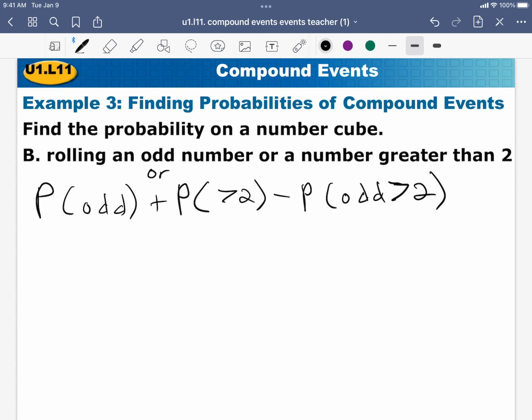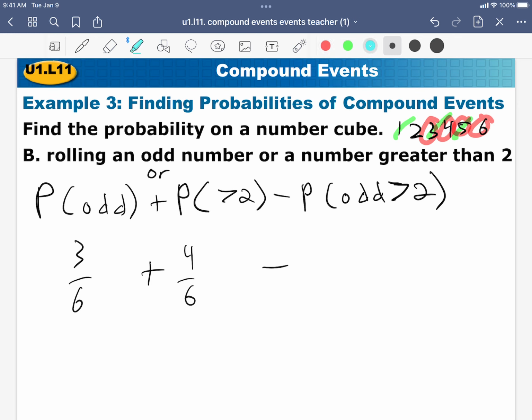Find the probability on a number cube of rolling an odd number or a number greater than 2. So there are 1, 2, 3 odd numbers out of the 6, or a number greater than 2. There are 1, 2, 3, 4 numbers greater than 2 out of the 6, and we have to subtract the odd numbers that are greater than 2. The odd numbers greater than 2 are 3 and 5. There are 2 of them. So our probability here is 5 out of 6.